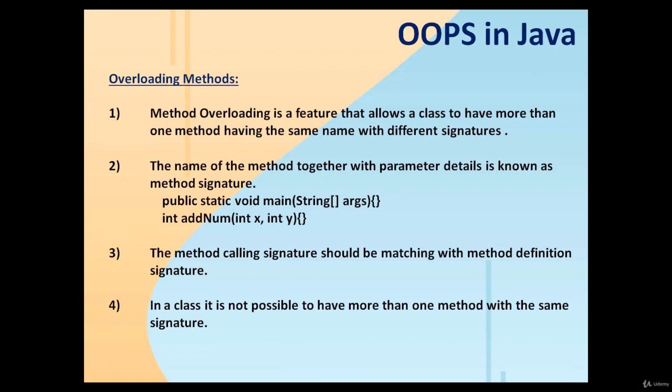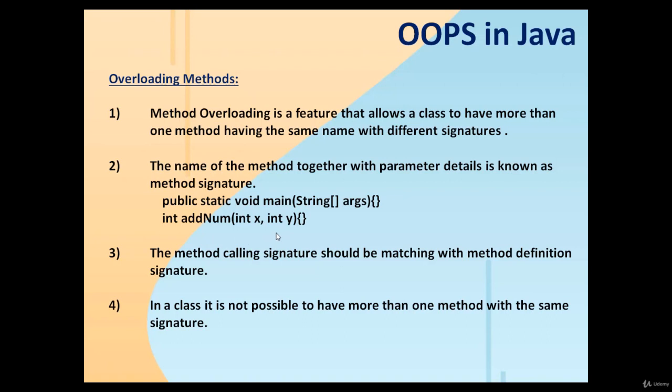So the return type can be anything. In the method signature, return type is not considered at all, only the name of the method together with argument details. Suppose in our class we have a main method and an addNum method with two integers, and the return type is int. I cannot write one more method, whatever the return type, like void addNum again with integer x, integer y. That is not allowed.